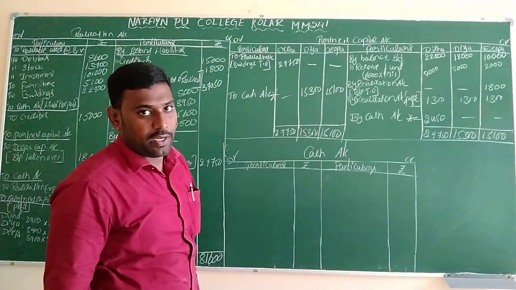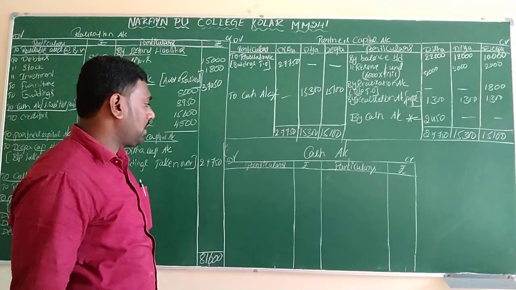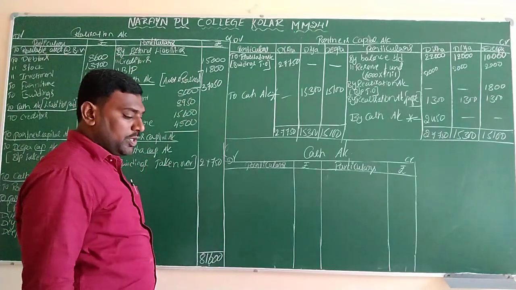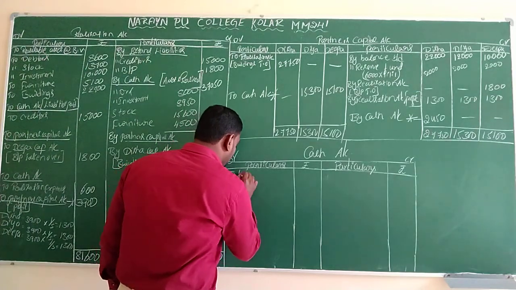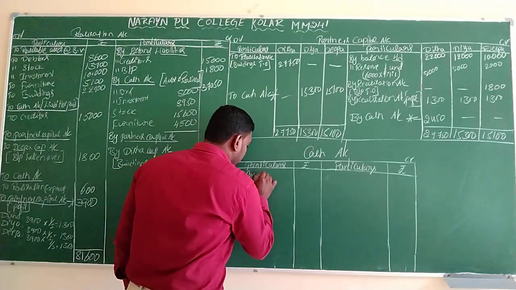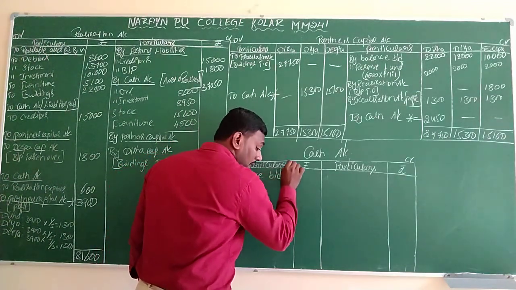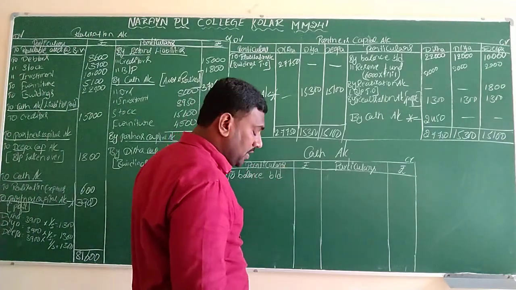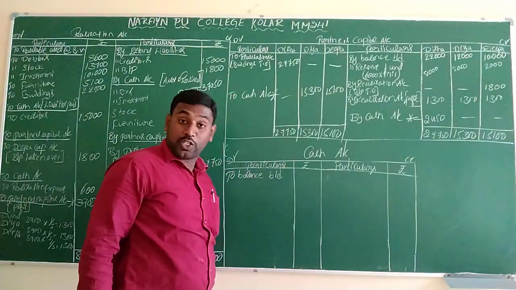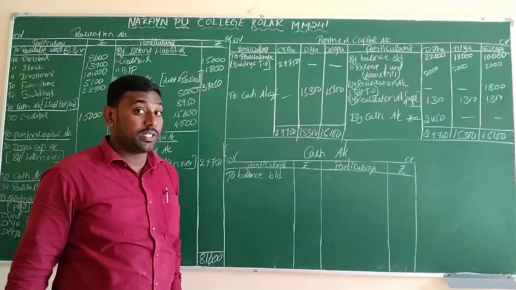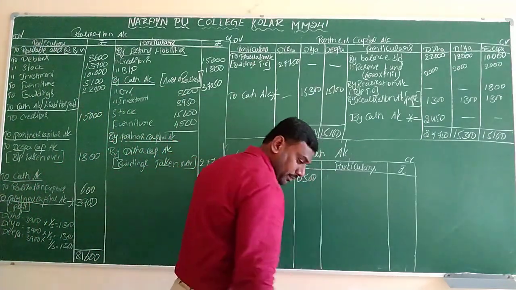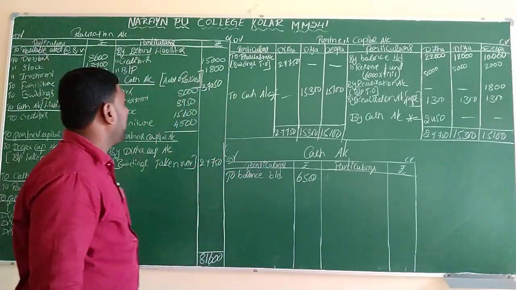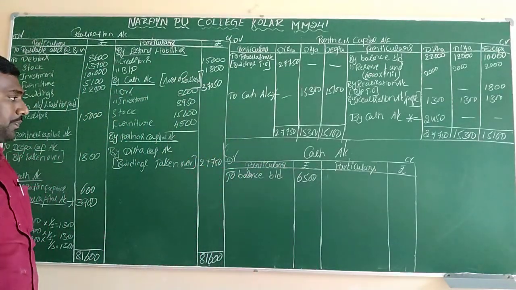Debit side and credit side we have to write, and all the conditions we have to fulfill. So in the debit side, first step we have to transfer the opening balance here. Opening balance is available in the balance sheet under the side of assets. In the beginning itself, 6,500. 6,500 we have to transfer here.